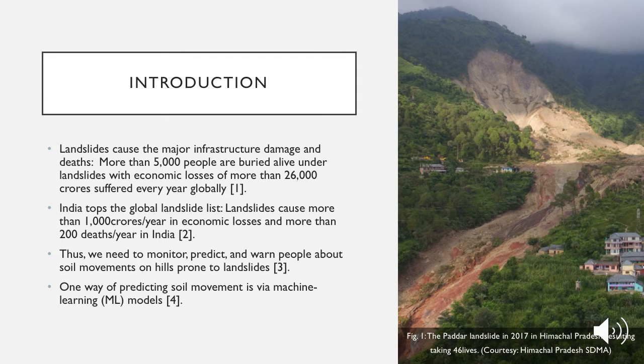In India, 200 people are buried alive under landslides every year. And we could avoid this problem if we could predict the landslide before it occurs. One way to predict the landslide is to predict the soil movement via machine learning models. Here the soil movement is the small movement in the slope of the hills that triggers the final landslide.